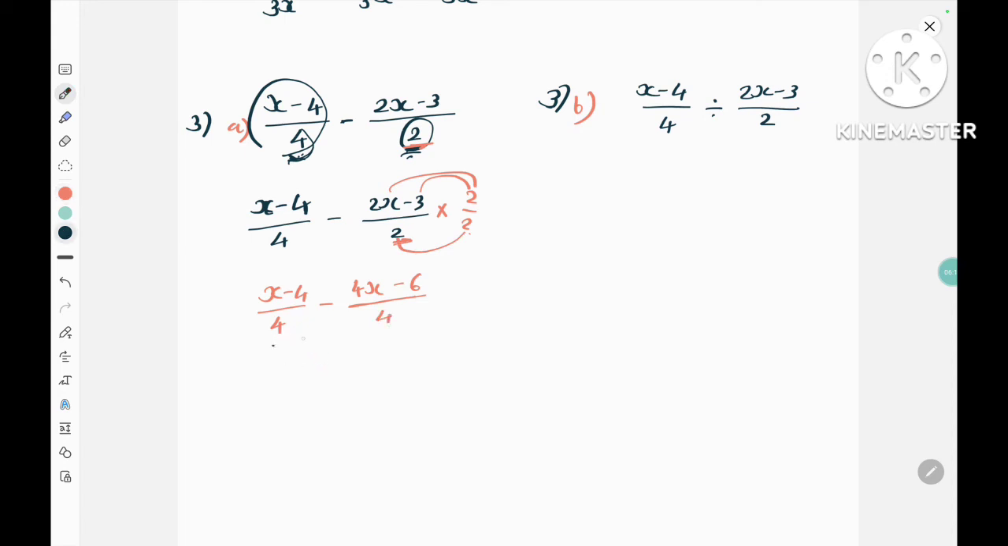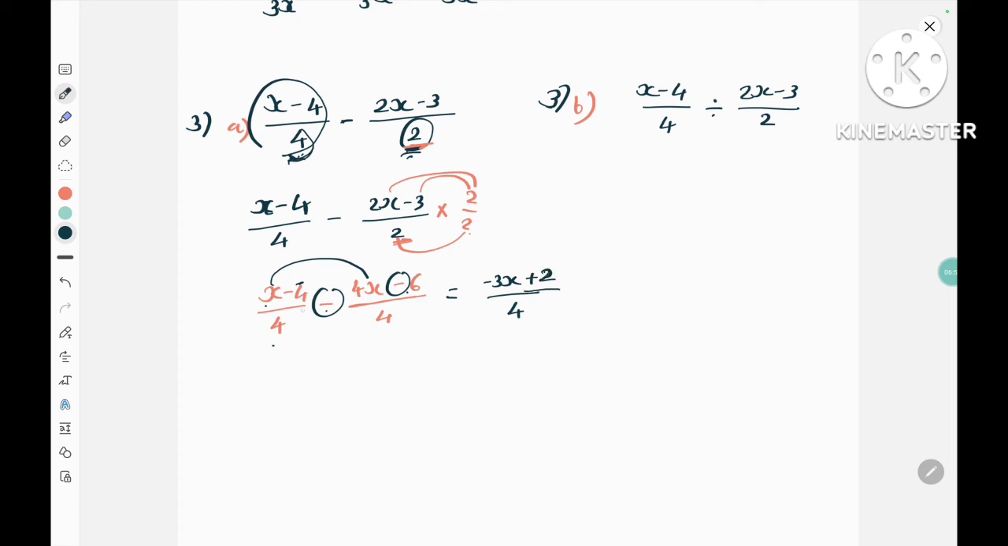Now we have the same denominator, 4 and 4. So we just copy the first denominator. Now, x and 4x are like terms, right? So we can take away. So 1x take away 4x, minus 3x remains, right? Okay, minus 4 and here minus minus 6, because this minus sign and this minus sign we have to consider. So minus minus is going to be a plus 6, right? So minus 4 plus 6 is going to be a plus 2.